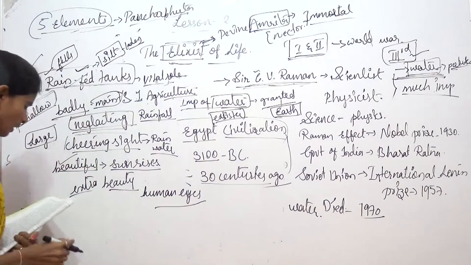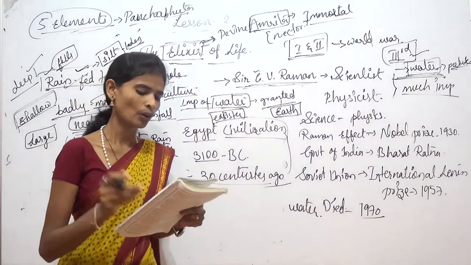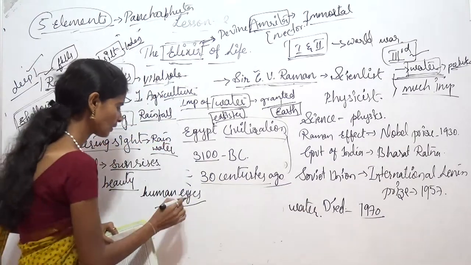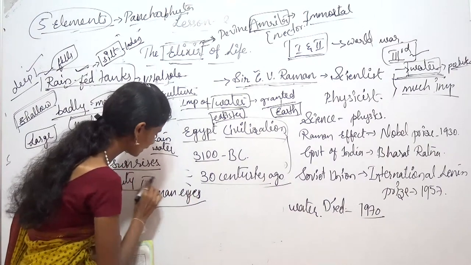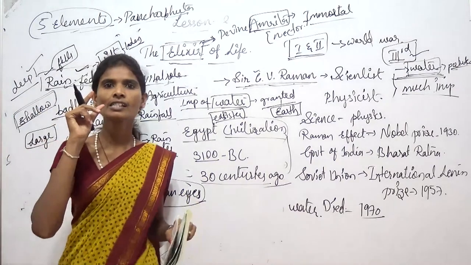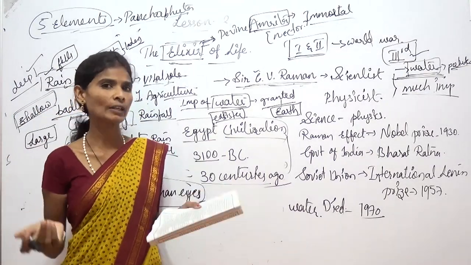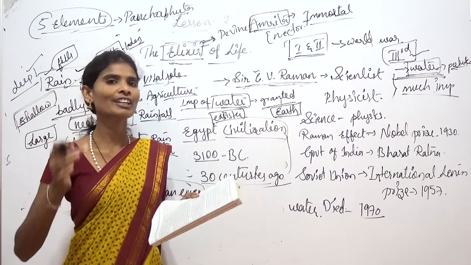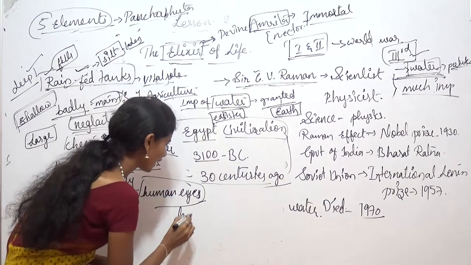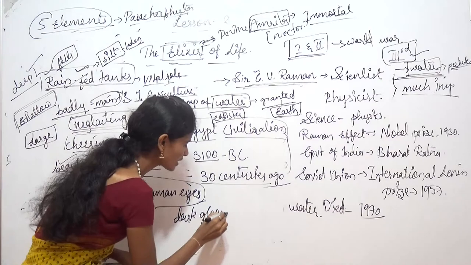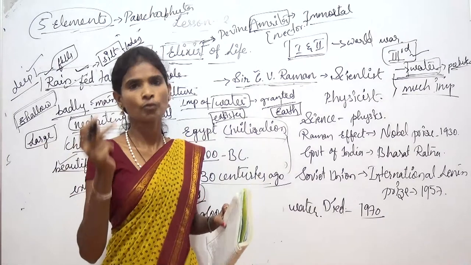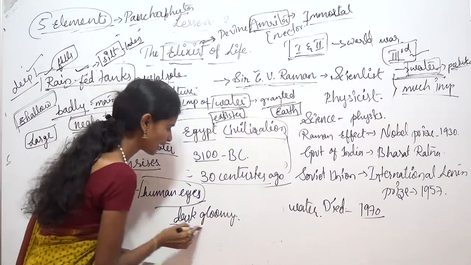Human eyes were compared. As I said, water in a landscape may be compared to the eyes in a human face. See, these human eyes were compared to the water. Sometimes if we open up our eyes, we can see the light. We can see the brightness. We can identify the brightness. But if we close the eyes, then everything will be dark and gloomy. Isn't it? If we open up our eyes, it will look very bright. If we close our eyes, then it will be dark and gloomy.